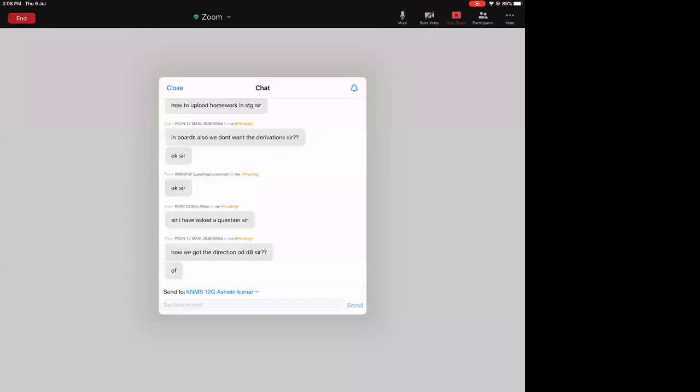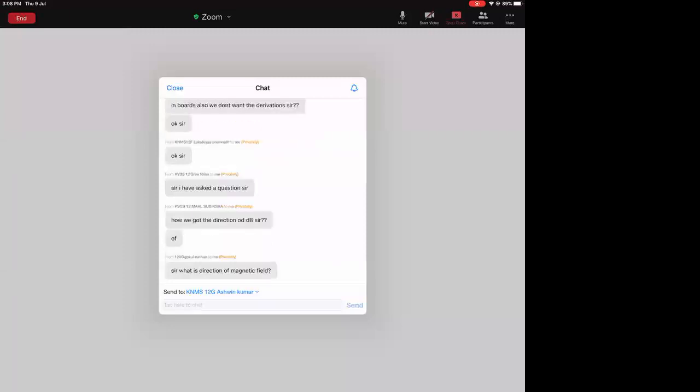How did we get the direction of dB? dB is perpendicular. I applied the right hand rule. So I want you to apply the right hand rule. What is the direction of the magnetic field? Stretch your right hand along the direction of current. Curl your fingers towards B. The thumb will point in the direction of the magnetic field.